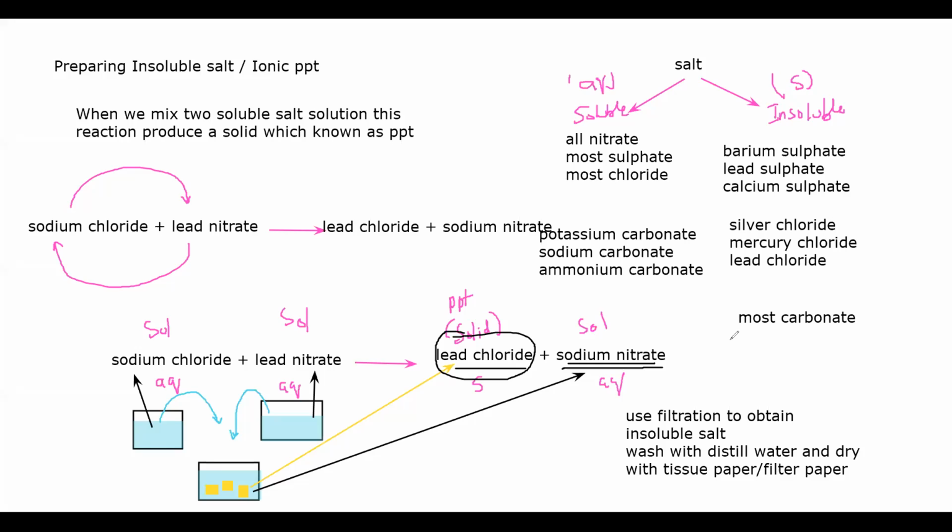Is it clear? The idea is that when we mix the two solutions, a solid forms, and we call that solid a precipitate. Why is it known as ionic precipitation? Because when we write the ionic equation, you will understand why it is known as ionic precipitation. First, take the screenshot of this part.